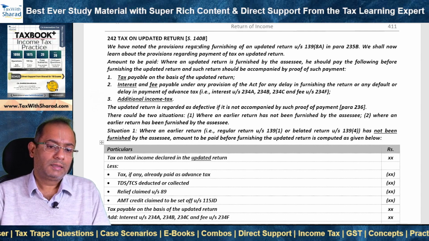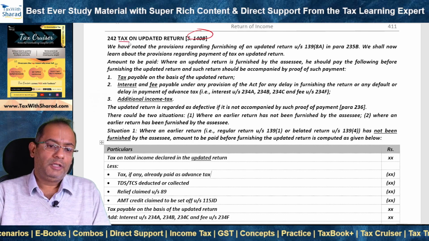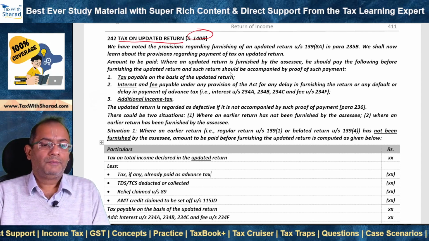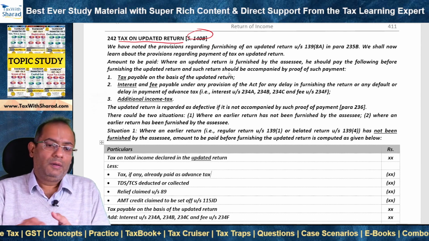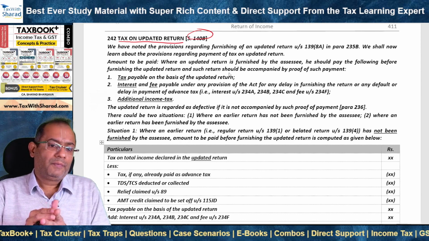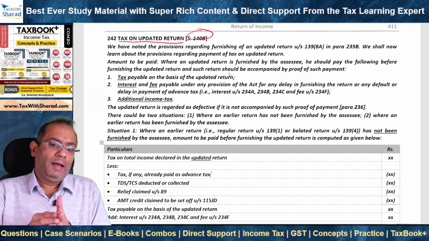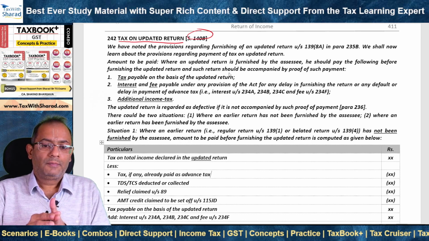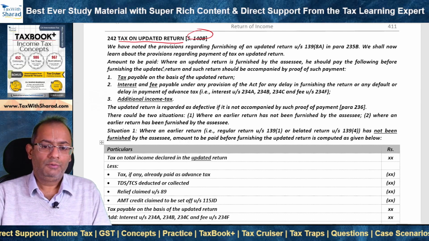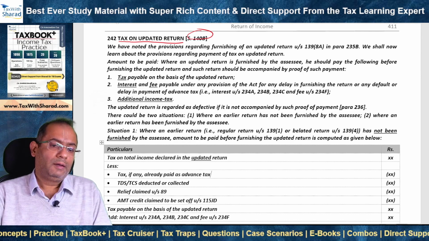We will now discuss the provisions of section 140B, which deal with tax on updated return, right? Now, when a person furnishes an updated return, the person needs to pay the tax upon furnishing of updated return, and the tax needs to be computed in accordance with the provisions of section 140B. So we will be discussing section 140B in this video, and we will also be looking at the relevant illustrations.